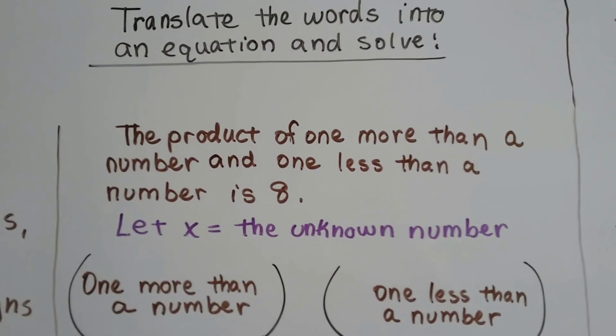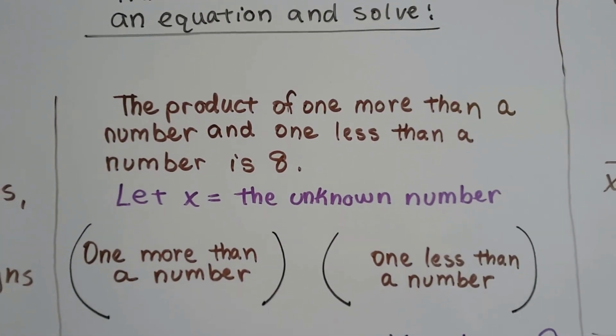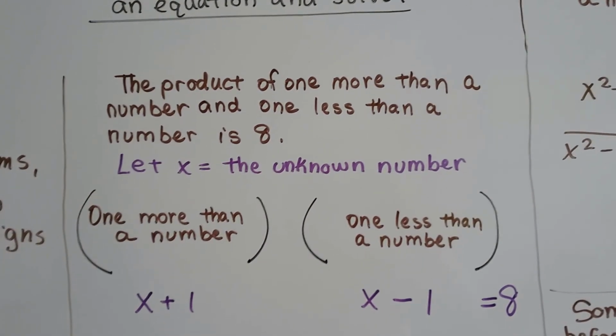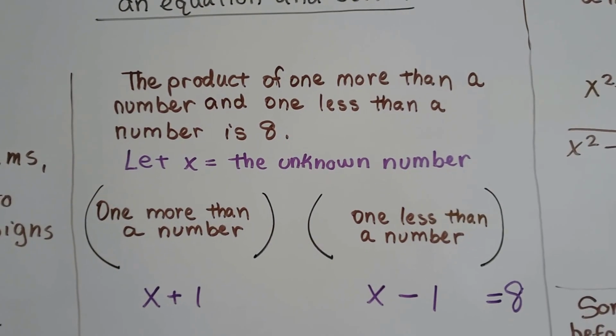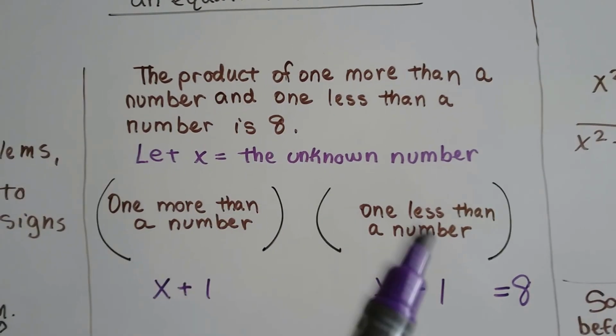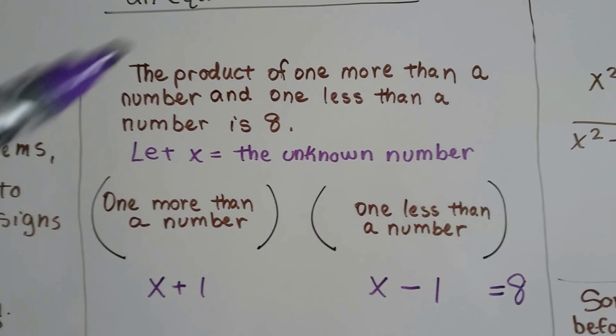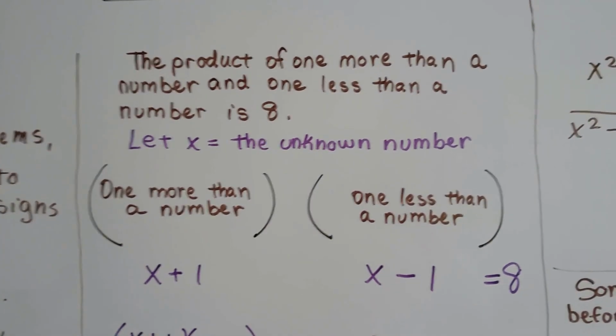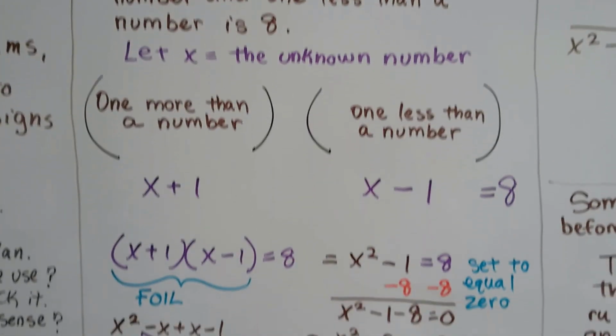The product of 1 more than a number and 1 less than a number is 8. All right, well, it's going to equal 8, isn't it? So let's let x be the unknown number. And it said the product, so we know we're going to multiply a couple of things together. So the product of 1 more than a number would be x plus 1, and 1 less than a number would be x minus 1, and it's going to equal 8.